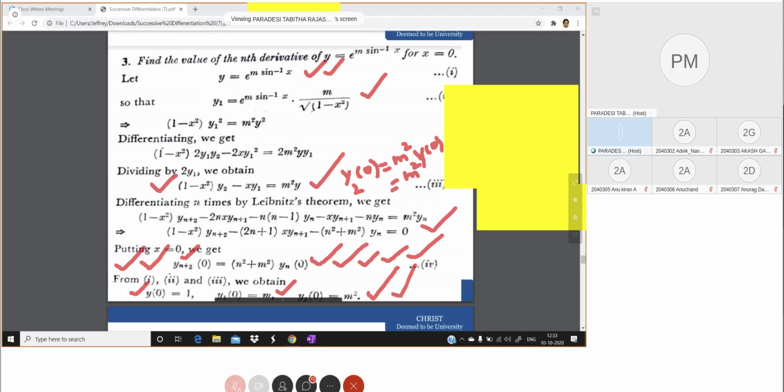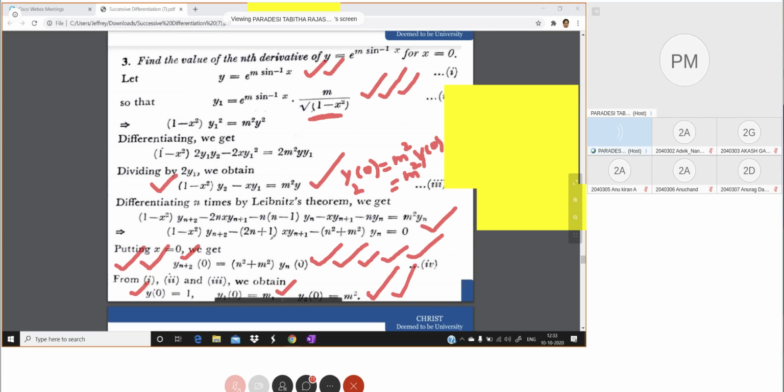Okay, y1 of 0, how is it m? Okay, so this is where we went. This is the equation which involves y1. Wherever x is there, put a 0, e power 0 is 1, m upon square root of 1, which is 1. So is y1 of 0 m? Confirm, Rishikesh? Wherever x is there, put a 0, and then can we say that y1 of 0 is m, because e power 0 is 1 and square root of 1 minus x square is 1. I'm getting it from this equation.